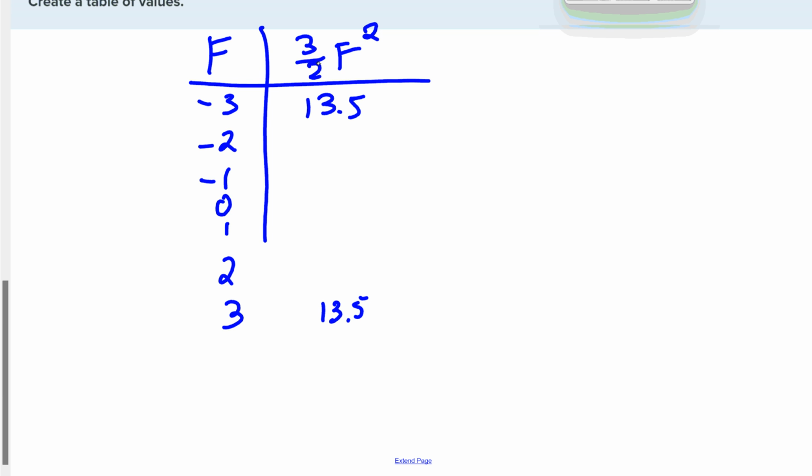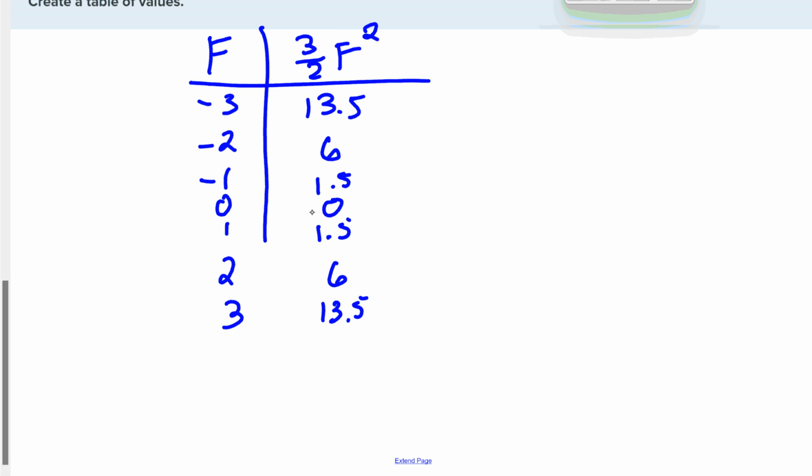This would be 2 squared times 3 halves. Okay, so I take 2, or -2, and I square it, I get 4. So I get 6. And then this one would also be 6. And then plug in -1. -1 squared is 1. 1 times 3 halves is 1.5. So this one will also be 1.5. And then 0 squared is 0. 0 times anything is 0.